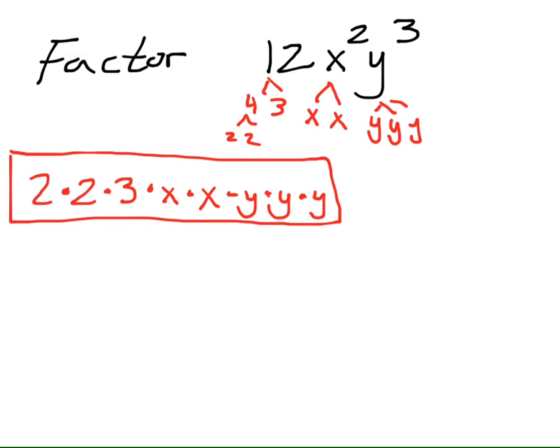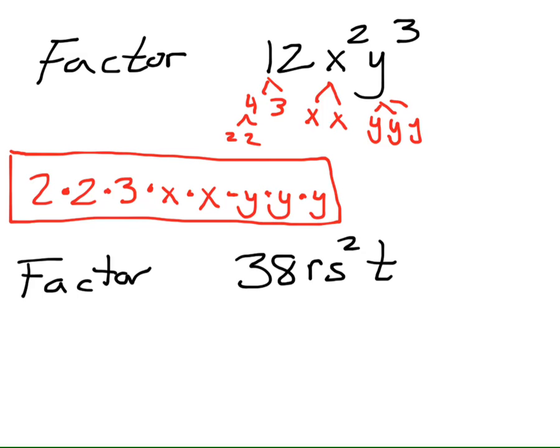Let's look at one more factor here. Let's say factor 38RS squared T. I'll let you try that one first. I want you to factor 38RS squared T. All right, so our only option for 38 breaks down into what two factors? 2 and 19. Good, 2 and 19. That's the only way 38 breaks down. It's not divisible by anything else. 2 is prime, 19 is prime, can't go any further. So I know it's going to be 19 times 2 or 2 times 19, doesn't matter.